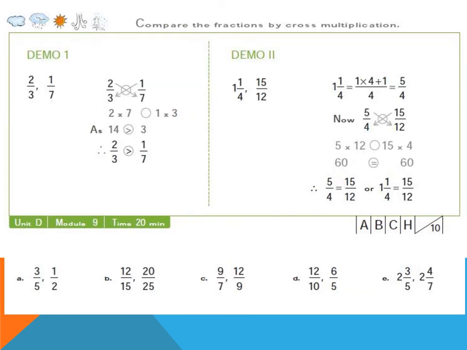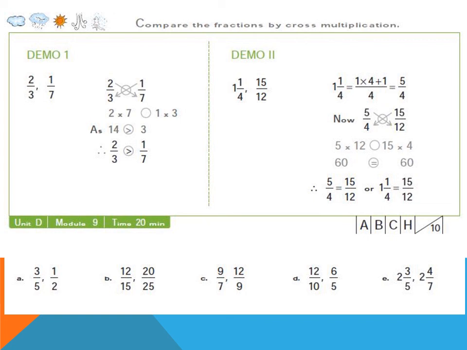Module number 9, compare the fractions by cross multiplication. Demo number 2 you will do yourself. Look at demo number 1. We have to compare fractions 2 by 3 and 1 by 7. By cross multiplication, 2 into 7 gives you 14, 3 into 1 gives you 3. Since 14 is greater than 3, we can write 2 by 3 is greater than 1 by 7.